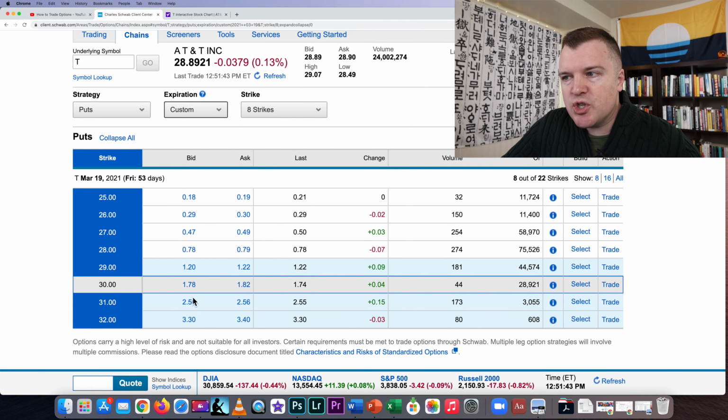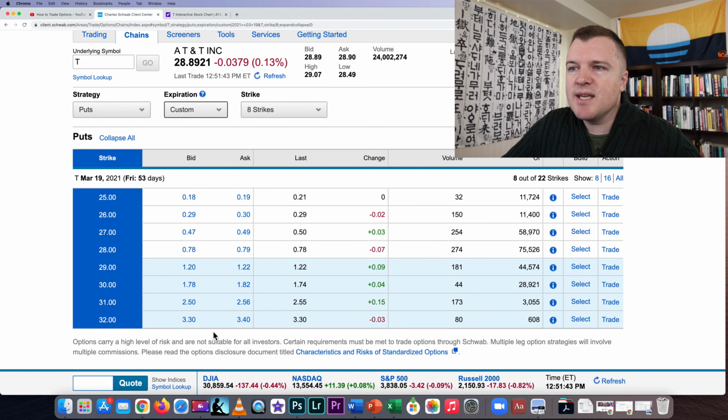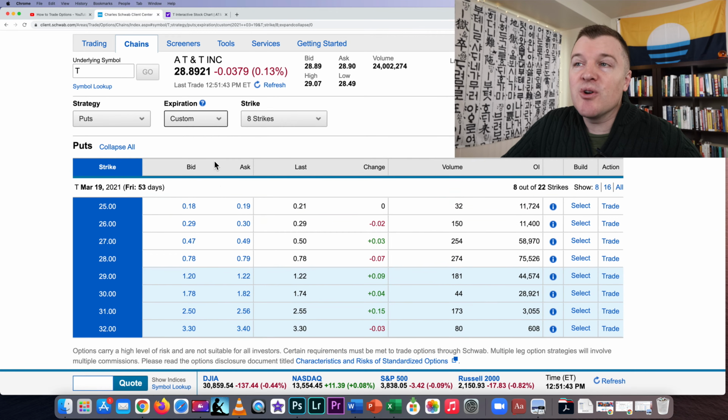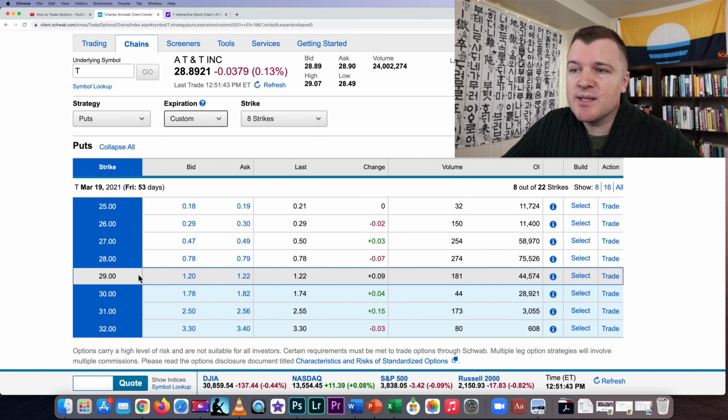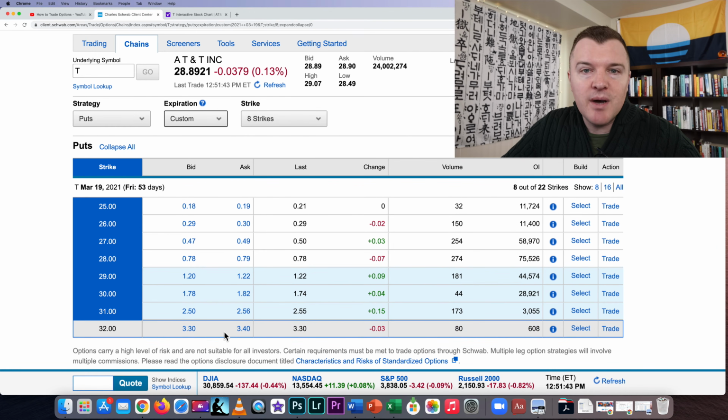Now, the blue shaded area are contracts in the money. So if the current share price is 28.89, at the strike price of 29, this contract has intrinsic value. So if you were to exercise it, there would be intrinsic value. So the premium you would be paid as the seller goes up the deeper in the money you are. However, I want to sell the closest contract out of the money.